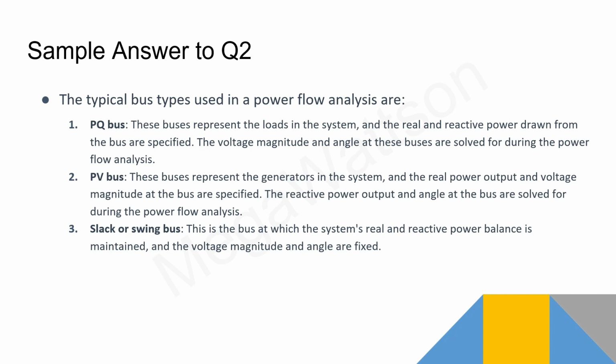For PV bus, the real power output and the voltage magnitude at the bus are specified or known. These buses usually represent the generators in the system. The reactive power output and angle at the bus are solved during the power flow analysis. For slack and swing bus, this is the bus at which the system's real and reactive power balance is maintained, and the voltage magnitude and angles are fixed.